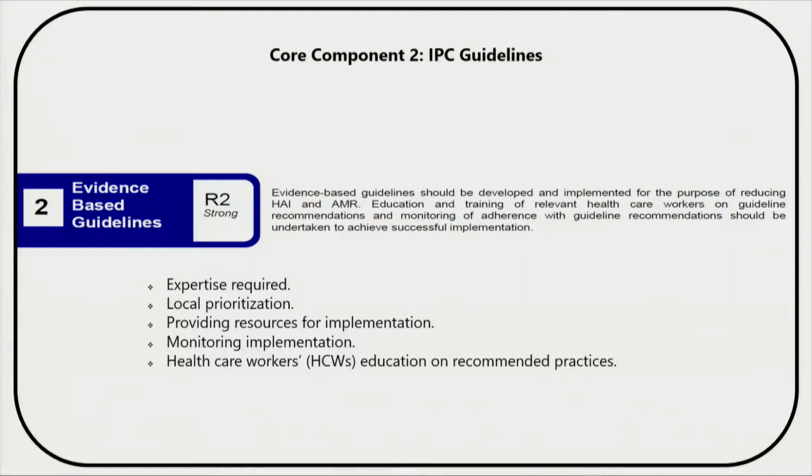Now, coming to the second component, it is about the guidelines. The guidelines are evidence based, and they are supposed to give an overall understanding of how we implement the systems and processes within our healthcare facility. This component, in order to be implemented, needs first and foremost the expertise and local prioritization, providing the resources for implementation, then monitoring the implementation, and also ensuring that healthcare workers are educated on recommended practices.